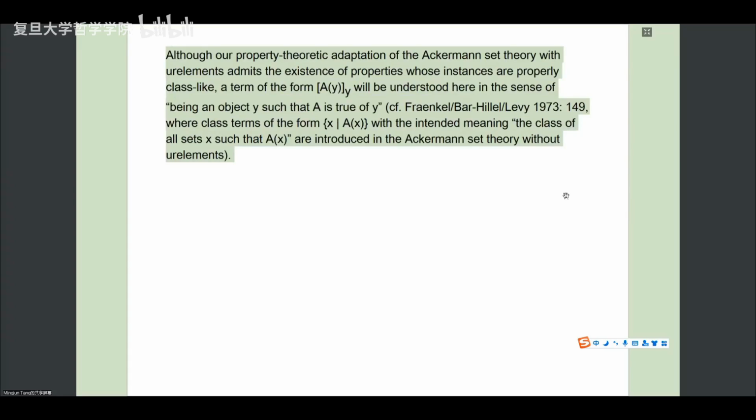Although our property-theoretic adaptation of the Ackermann set theory with Ur-elements admits the existence of properties whose instances are properly class-like, a term of the form being an A such that A of y, or A-ness, will be understood here in the sense of being an object y such that A is true of y. And this corresponds to what Fraenkel, Bar-Hillel, and Levy also say about class terms like the class of all x such that A of x. This should be read as the class of all sets x such that A of x. So whenever we come across such a property term, it should be understood in the sense of being an object y such that A is true of y.